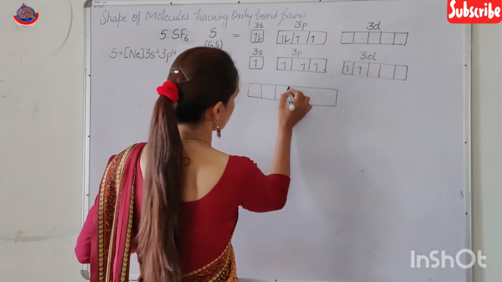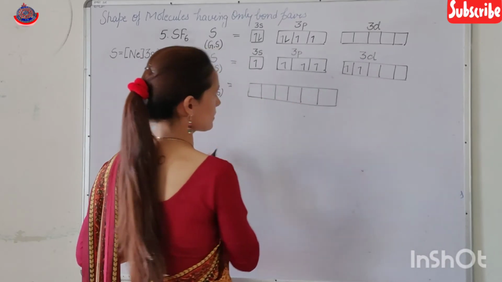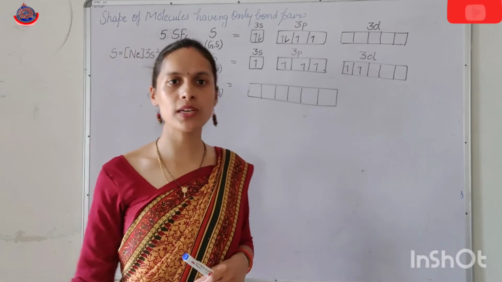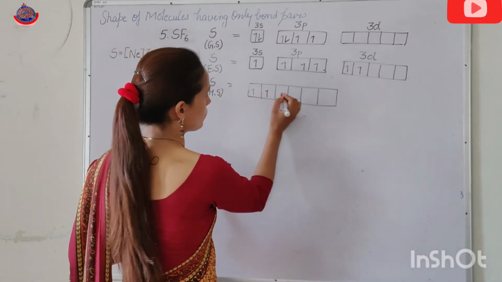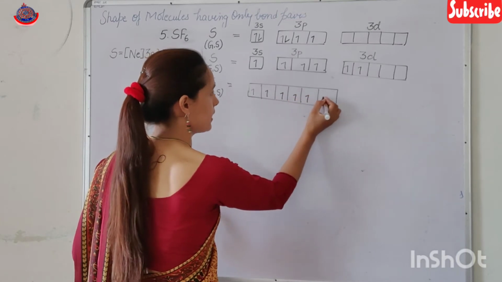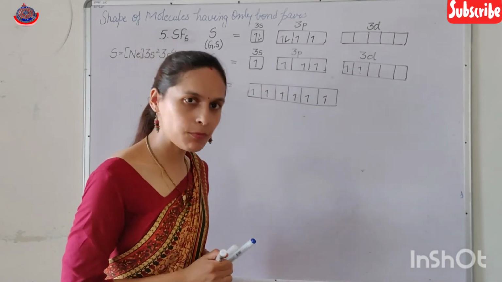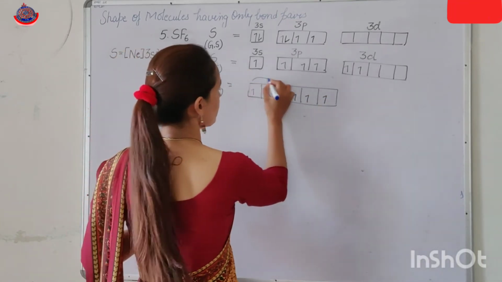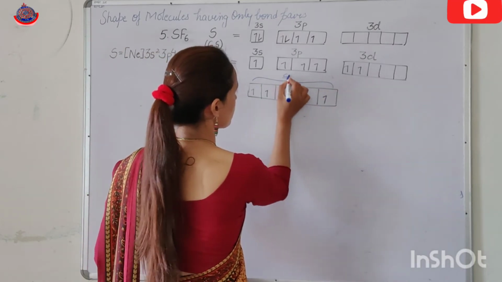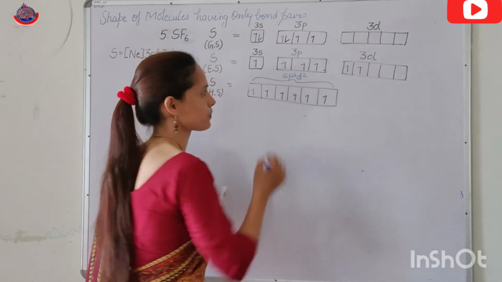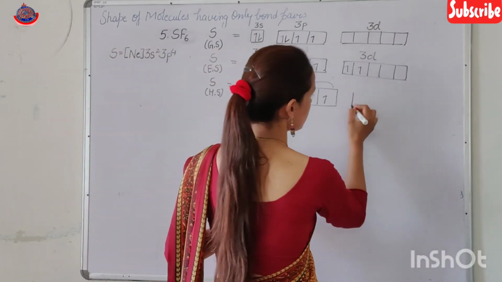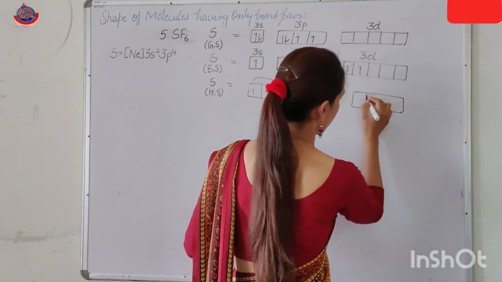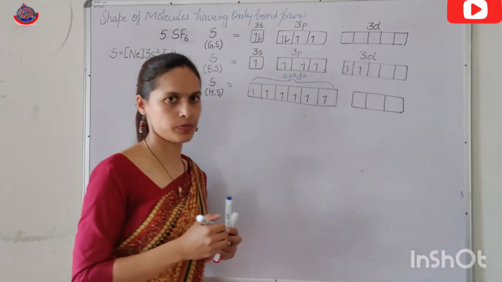1, 2, 3, 4, 5 and 6. And how many electrons we will have? 6. So 1, 2, 3, 4, 5 and 6. And the name of these orbitals is sp3d2, and the 3d unhybridized orbital remain as such.